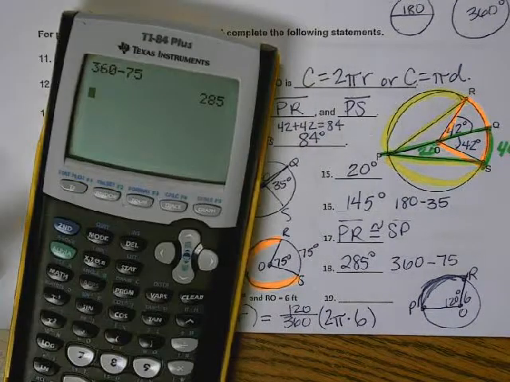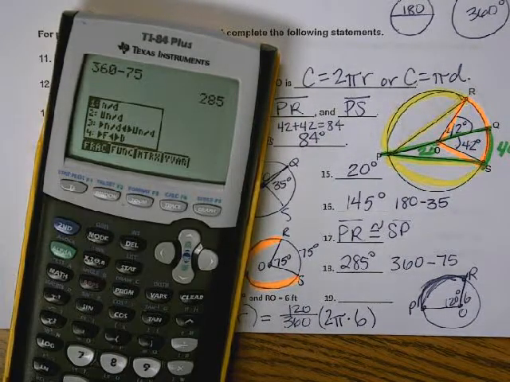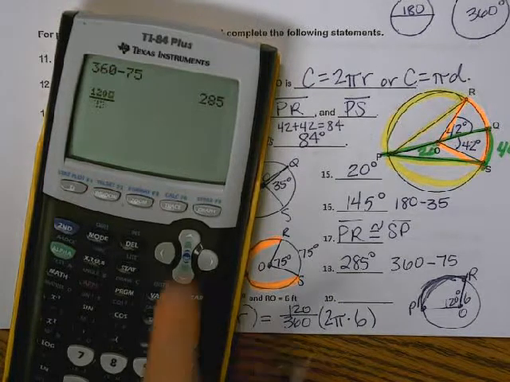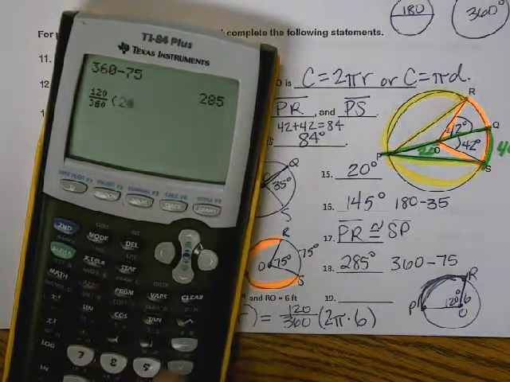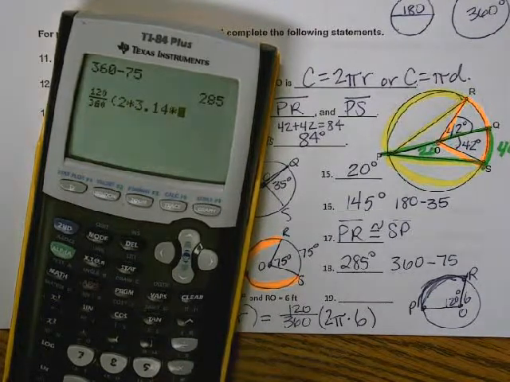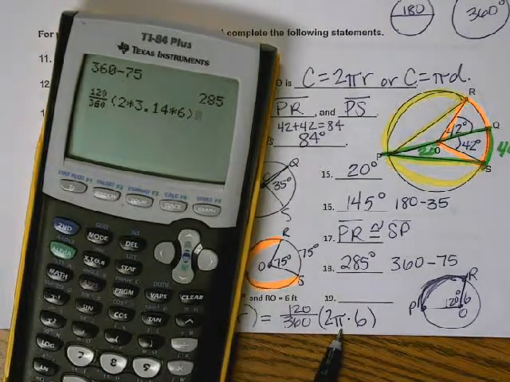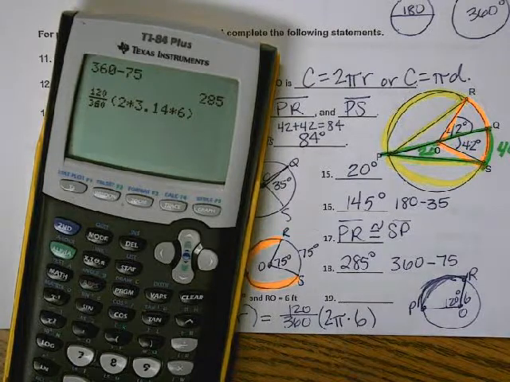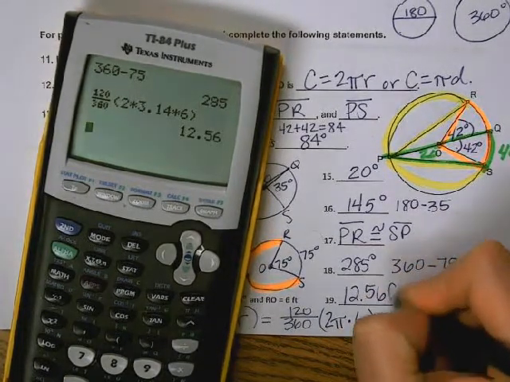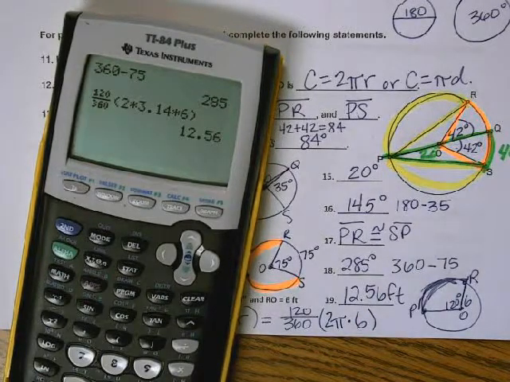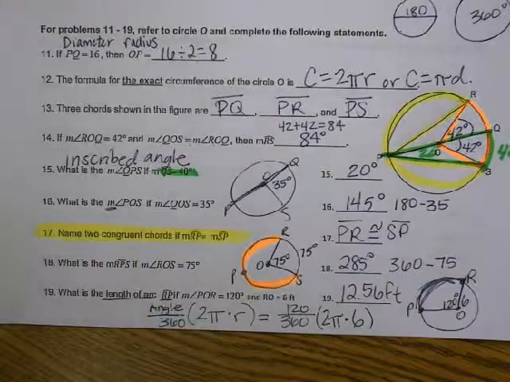Then you just type this on your calculator. 120 over 360 times 2 times 3.14 times 6. Instead of writing pi, use 3.14, and that gets you 12.56 feet. Okay? So that's page 1. Moving on.